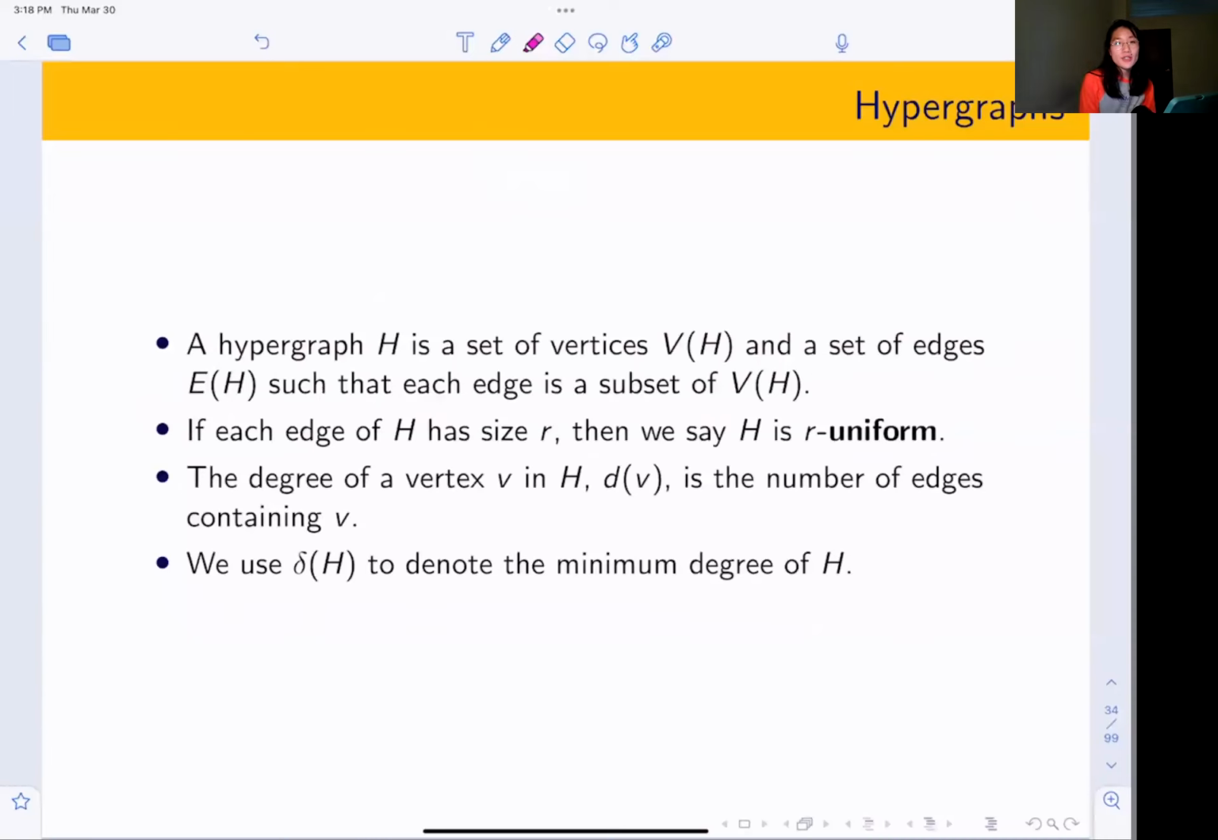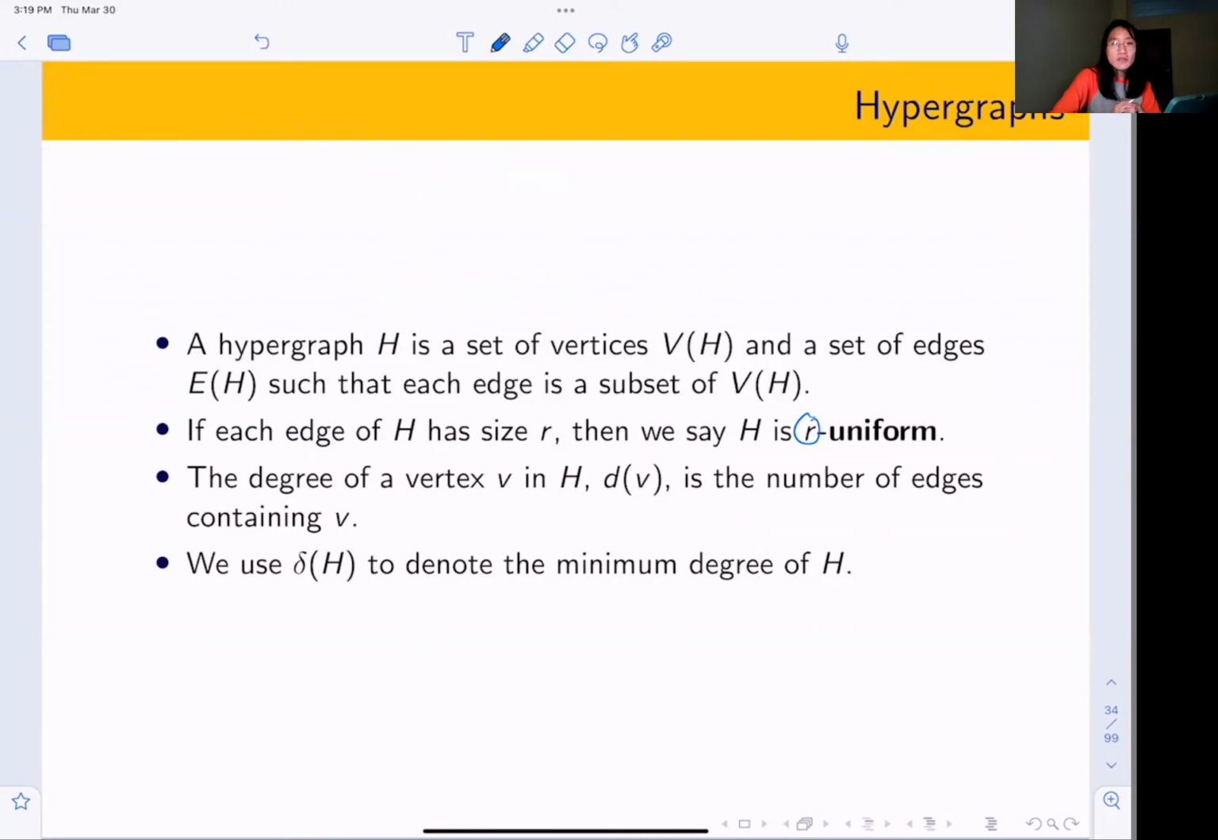So a hypergraph H is going to be a set of vertices and a set of edges, and each edge is some subset of the vertex set. So this is a generalization of the graph. And in particular, if we have that every edge is the same size, say R, then we will call the hypergraph R-uniform. So from now on, every time I say R, this is referring to the uniformity of the graph.